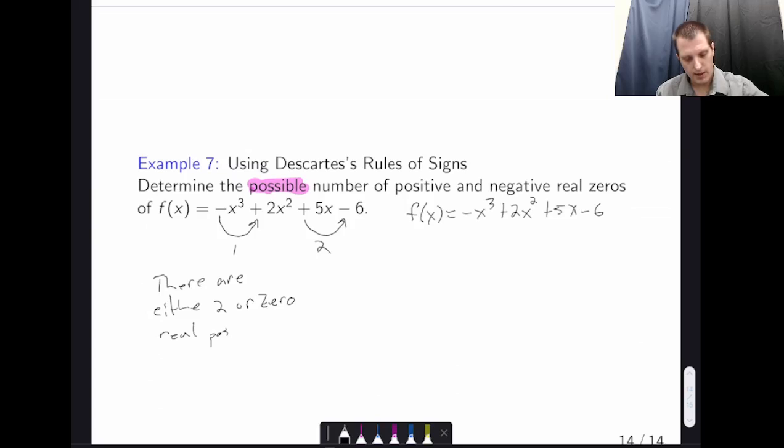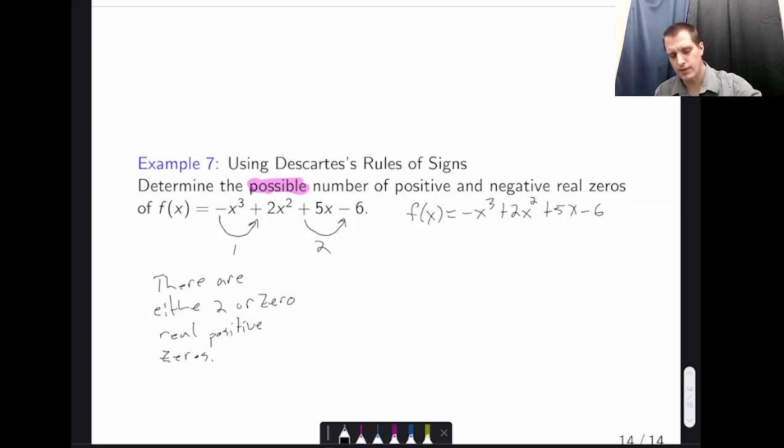real positive zeros. 2, because that's the number of sign changes, or less by an even integer. The next closest even integer to 2 is 2, so we'll subtract 2, so we get 0.